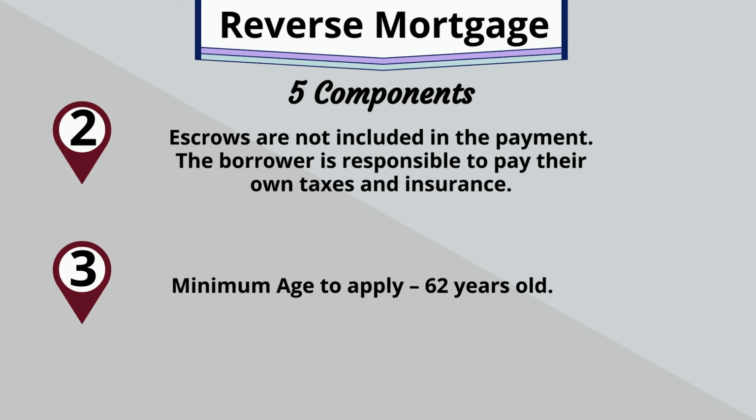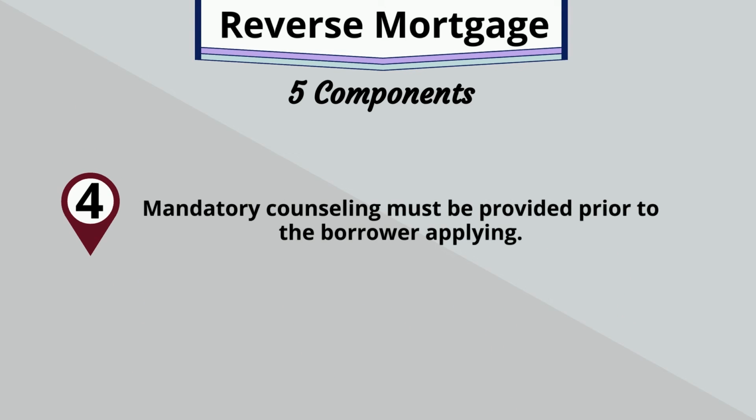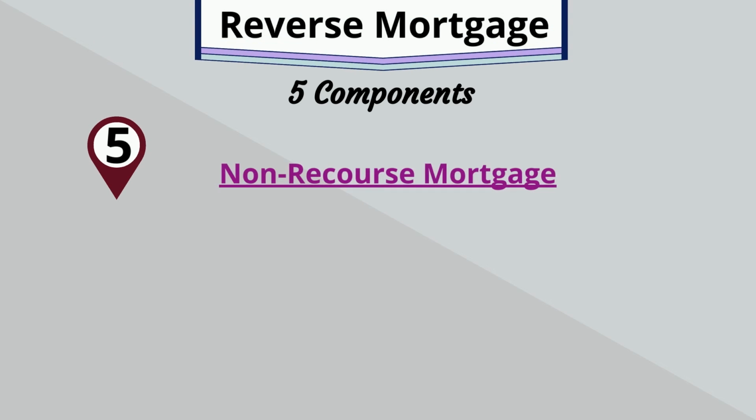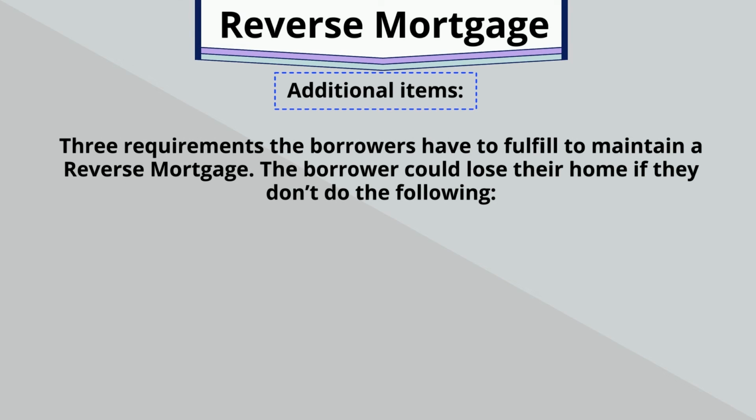3. Minimum age to apply, 62 years old. 4. Mandatory counseling must be provided prior to the borrower applying. 5. Non-recourse mortgage. If the mortgage balance is higher than the value at the end of the loan, FHA absorbs the loss. Additional items. 3 requirements the borrowers have to fulfill to maintain a reverse mortgage.